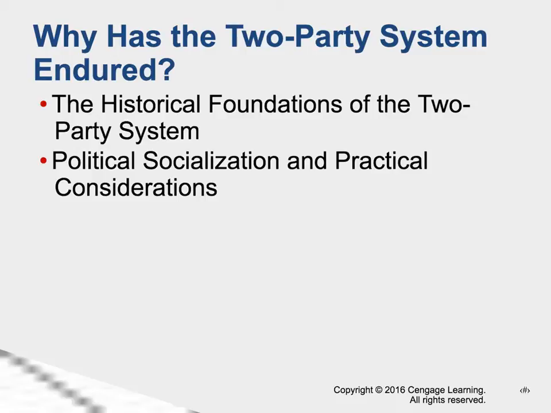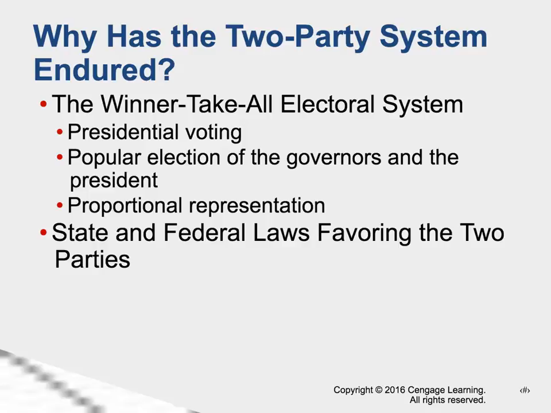Two major parties, Democrats and Republicans, have dominated the political landscape in the United States for almost two centuries. What are the reasons for this? The historical foundations of our two-party system. Also, political socialization. We've been socialized with two parties. Winner-take-all electoral system. Presidential voting. You'll have a Democrat or Republican win, given the nature of our winner-take-all system, and state and federal laws favor two parties as well. For these reasons, minor parties have found it extremely difficult to win elections.